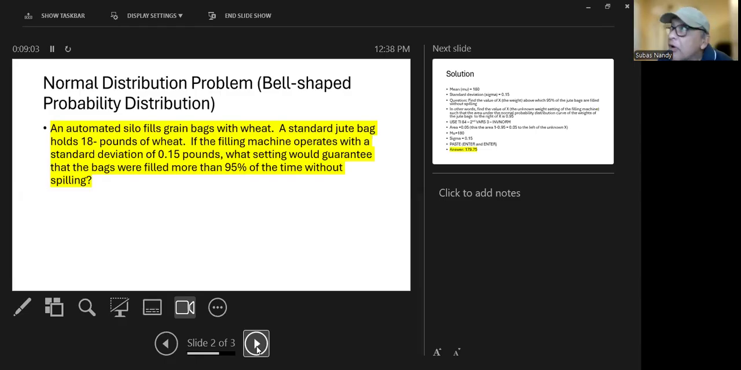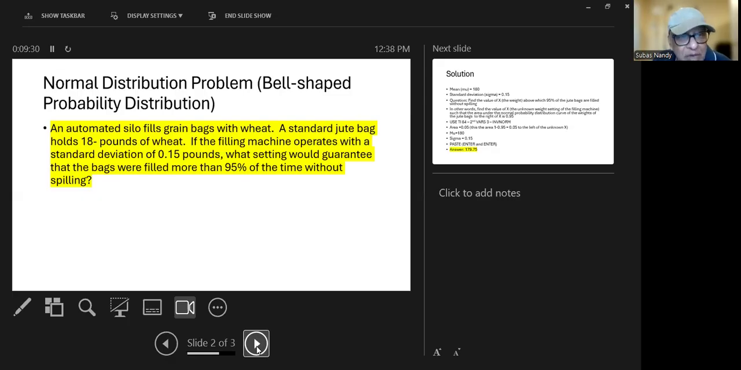So the particular problem reads: an automated silo fills bags with wheat. A standard jute bag holds 18 pounds of wheat. If the filling machine operates with a standard deviation of 0.15 pounds, what setting would guarantee that the bags were filled more than 95% of the time without spilling? More than 95% without spilling.